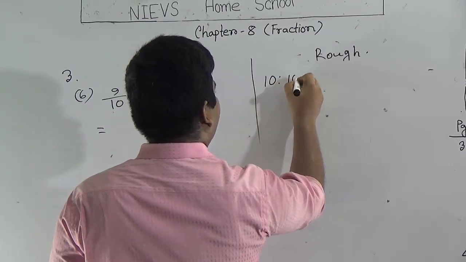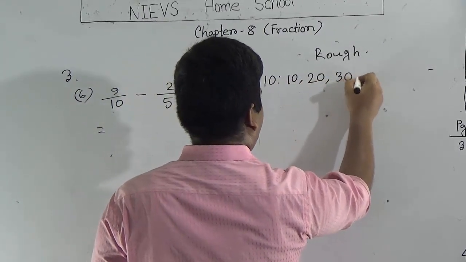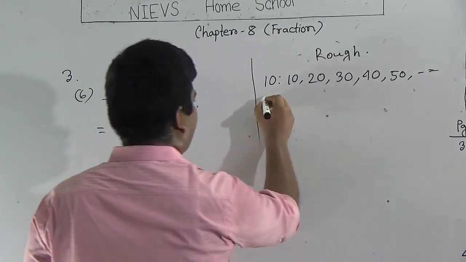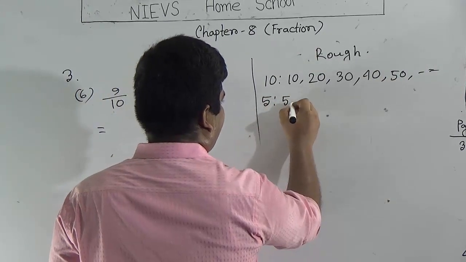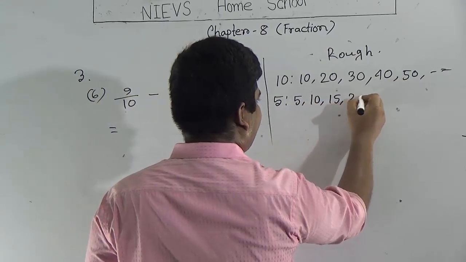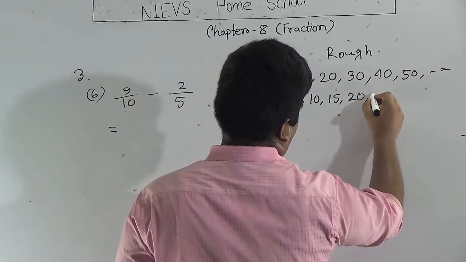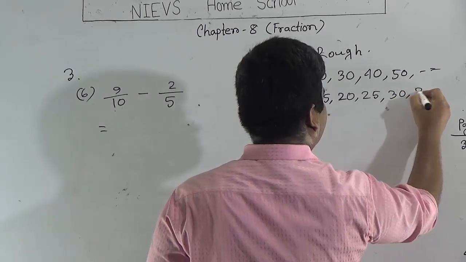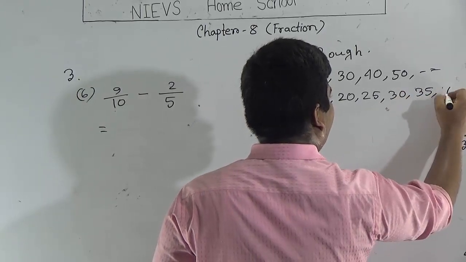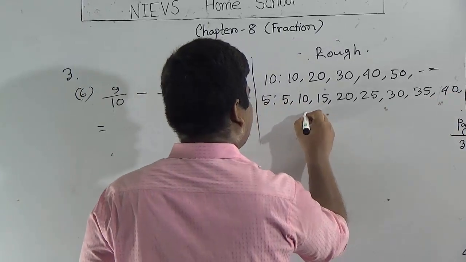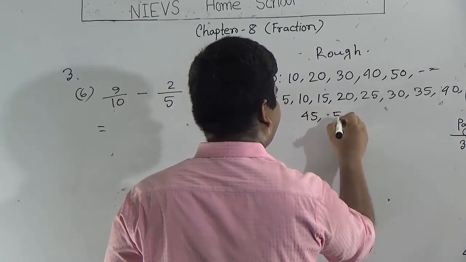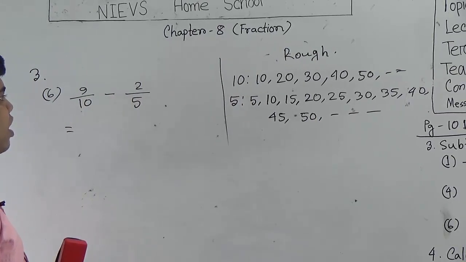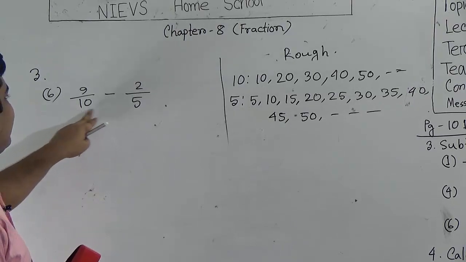That means 10: 10 ones are 10, 10 twos are 20, 10 threes are 30, 10 fours are 40, 10 fives are 50, dot dot dot. And 5: 5 ones are 5, 5 twos are 10, 5 threes are 15, 5 fours are 20, 5 fives are 25, 5 sixes are 30, 5 sevens are 35, 5 eights are 40, 5 nines are 45 and 5 tens are 50, dot dot dot. That means which is the common multiple of 10 and 5?